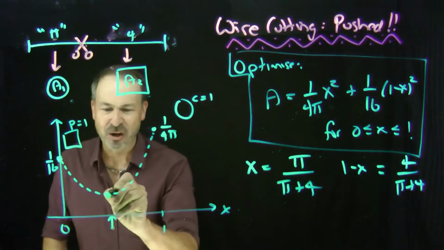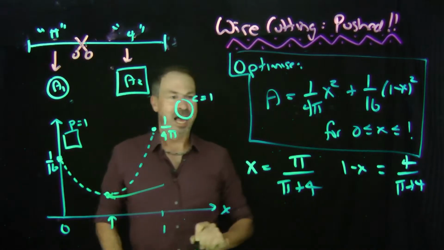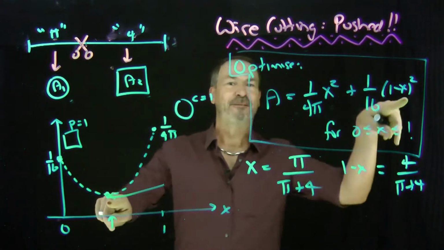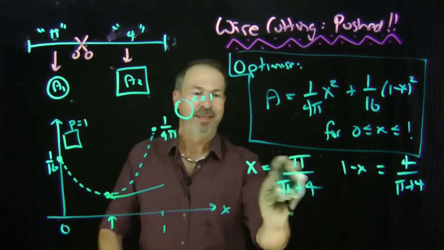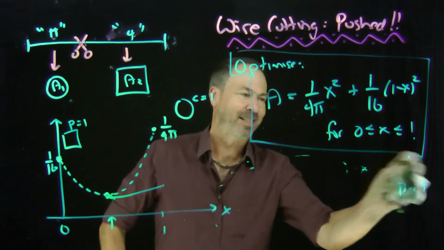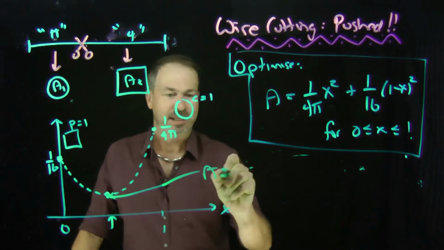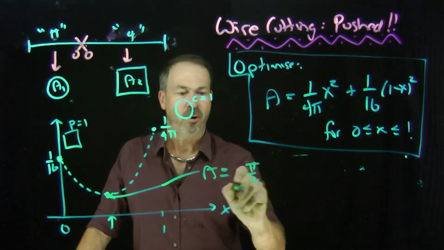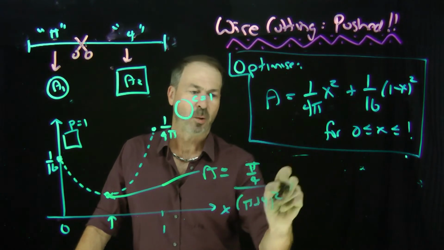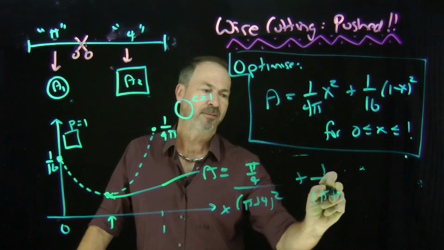And if you want to actually know the minimum value of this, then I will just put in x equals this value into that formula and double check me, you get this beastly answer. It's horrible. The minimum area turns out to be, area is here, pi over 4 times (pi plus 4) squared, plus 1 over (pi plus 4) squared.